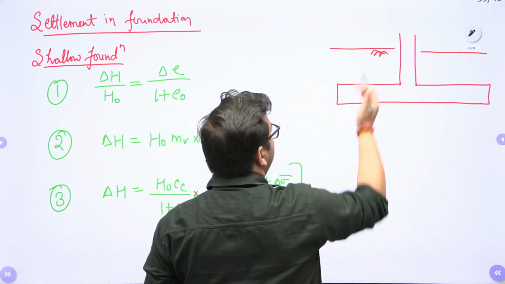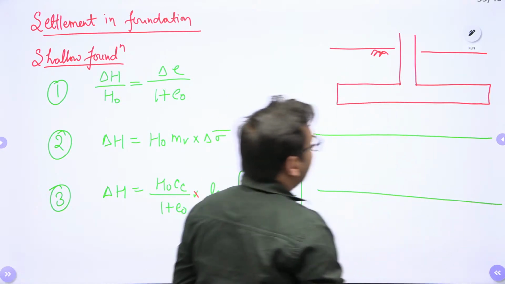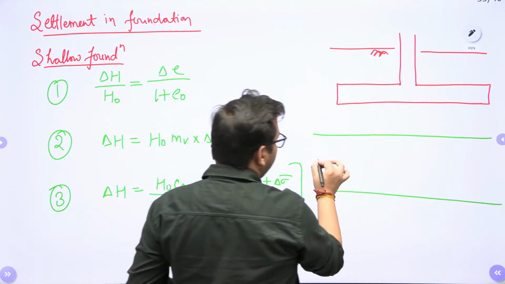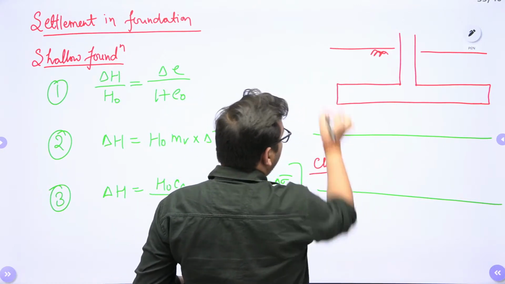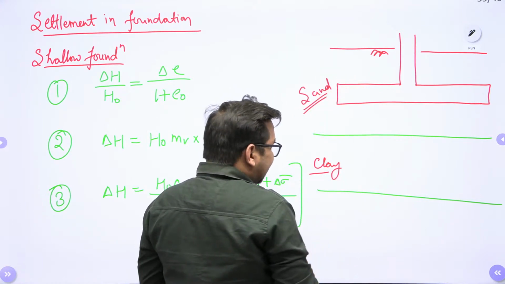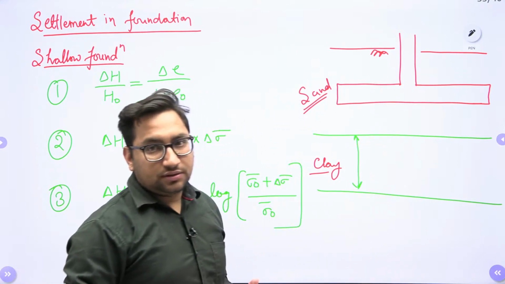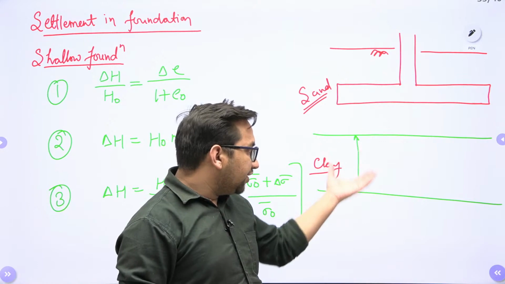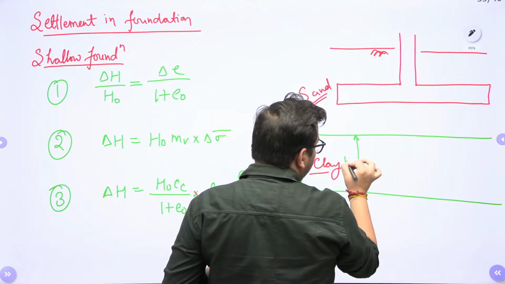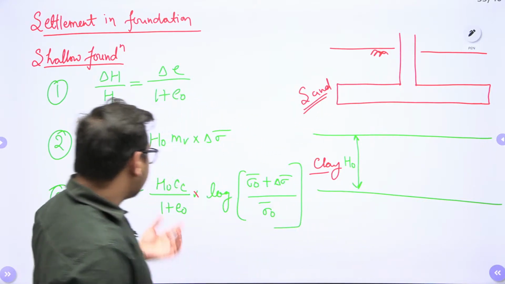So let's suppose this is the particular foundation and there is one clay layer here, and I need to calculate the settlement of this particular clay layer. So this is your clay. Let's suppose above this there is sand. Clear? So it means this is the compressible layer for me. This is the layer for which I need to calculate the settlement value. So the thickness of this layer, we call it H naught. That is the thickness of compressible layer, right? So H naught is known to me.